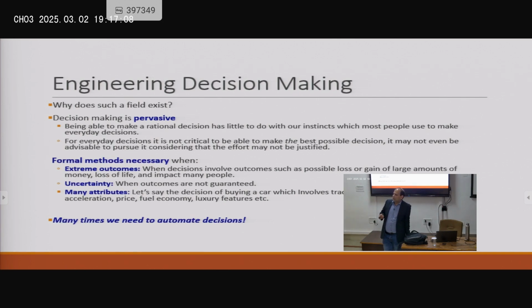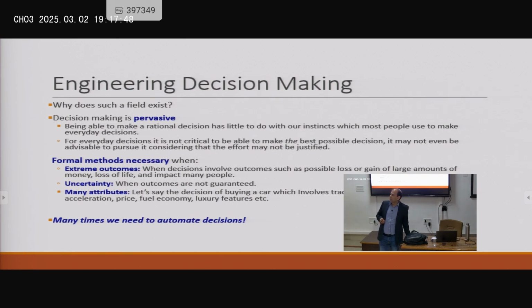All engineering decisions involve uncertainty and many attributes, right? You don't just buy things based on one thing, you buy things based on multiple attributes. You make decisions based on multiple attributes. If reliability was the only concern, everything would be over-designed and very expensive. If cost was the only concern, everything would be cheap. People want a trade-off, they say, okay, well, I want this performance level at this price, and this is my trade-off. Okay? So engineering decisions often involve extreme outcomes, uncertainty, and many attributes. That's why engineering decision-making exists.